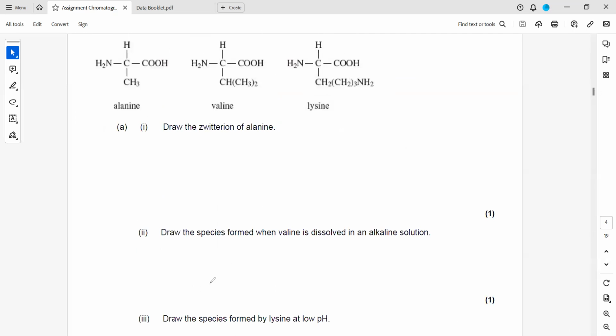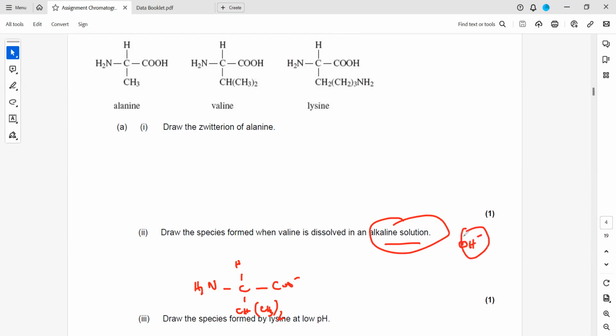So what will be the product? It will be NH2, CH is there, then CH, then we have CH3 bracket 2, and then CO negative. Because when it is dissolved in alkaline solution it will have more hydroxide ions. These hydroxide ions will react with an acid. They can, because hydroxide is not amphoteric, so hydroxide cannot react with a base. So as a result, it will react with the acid part only.